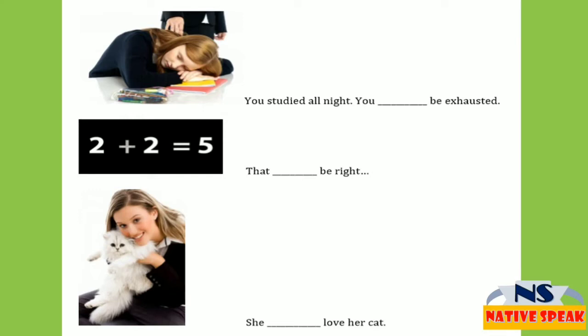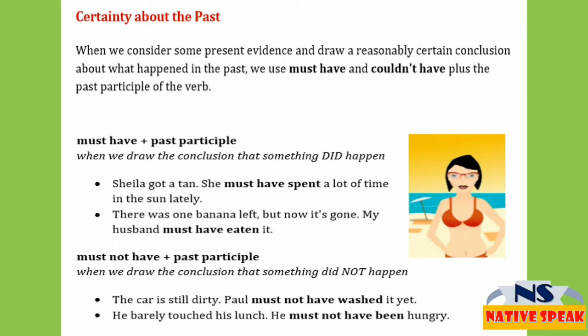Now let's talk about certainty in the past. When we consider some present evidence and draw a reasonably certain conclusion about what happened in the past, we use must have plus the past participle, or couldn't have plus the past participle. Must have is when we draw the conclusion that something did happen.